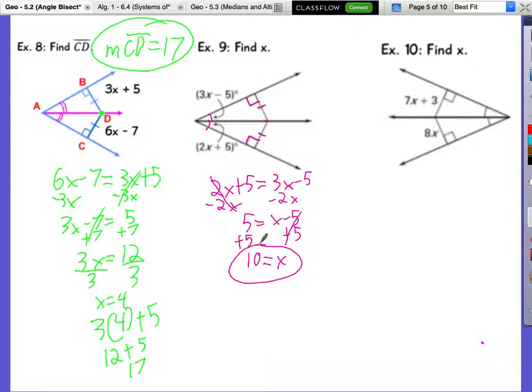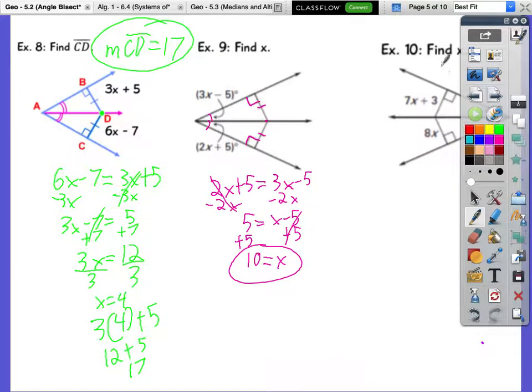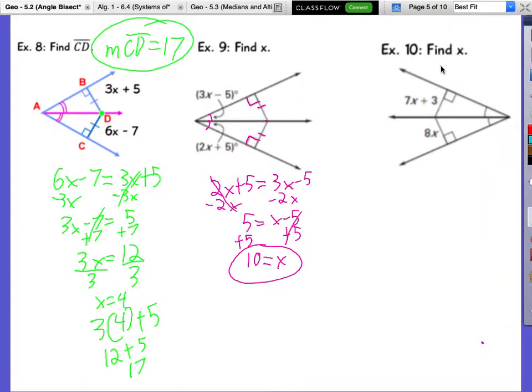Marley? Wait, if you're subtracting 2x, wouldn't that be negative 1? Nope, because 3 minus 2 is 1. Oh, my bad. Life happens. Other questions on 9?